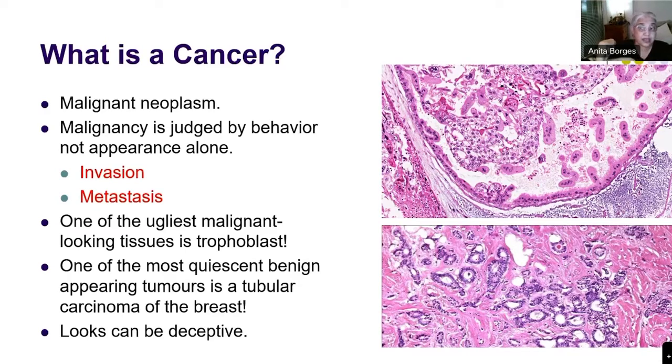On the other hand, I've shown you two things over here. The ugliest malignant looking tissue is trophoblast. You know that. Okay. And it's full of giant cells and pleomorphism and multinucleated cells with very dark and hyperchromatic nuclei, all sorts of things. And yet, that is normal. It is not malignant. So, malignancy, or cancer, is as cancer does.